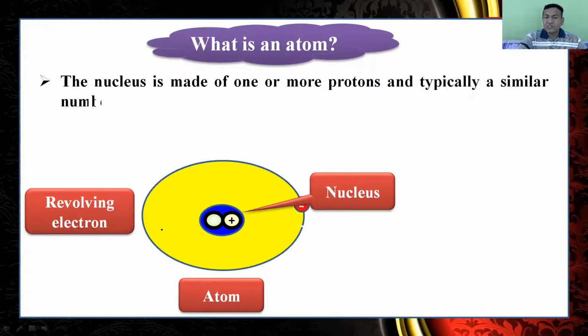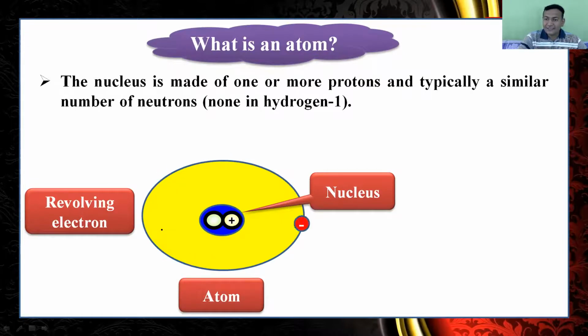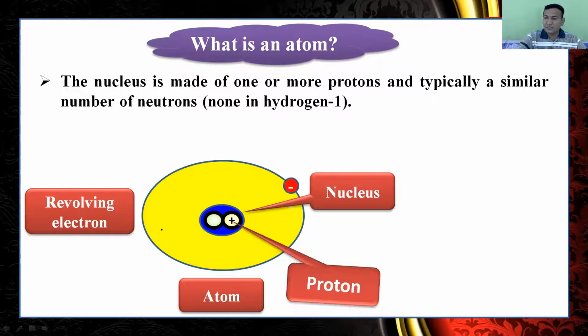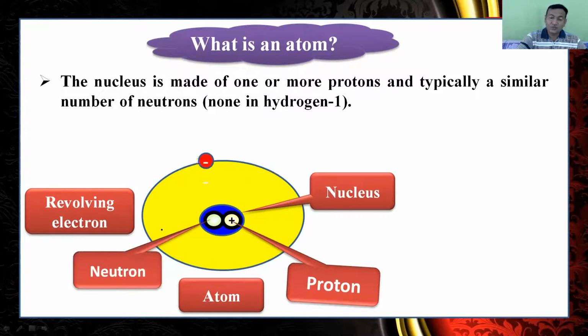So the nucleus is made of one or more protons and typically a similar number of neutrons, right? But the exception is hydrogen. So where is the proton? Yes, this is the proton. Yes, and this is the neutron. It means the proton is positively charged and neutron will have no charge. And what about electron? Yes, so negatively charged species, which is electron.